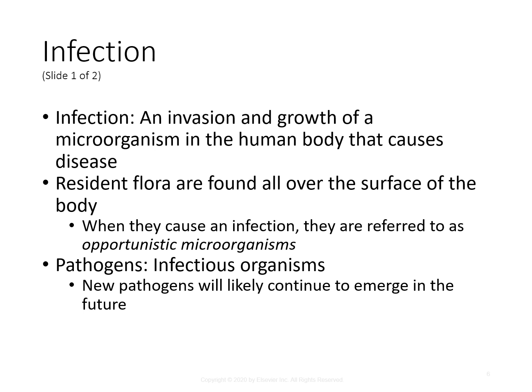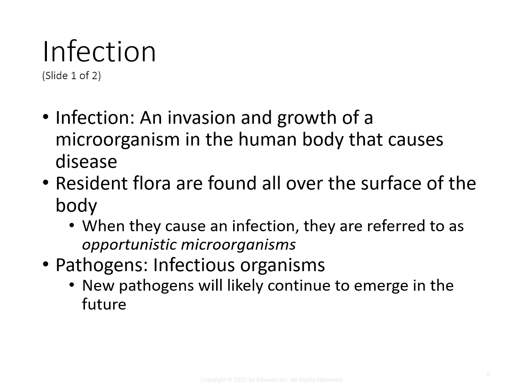So, some terms for you. Infection is an invasion and growth of microorganisms in the human body that can cause disease. Resident flora are found all over the surface of the body. When they cause an infection, they are referred to as an opportunistic microorganism. So we actually have bacteria that live on us all the time, and they usually don't do anything, but sometimes they can, and that's what is referred to as an opportunistic microorganism.